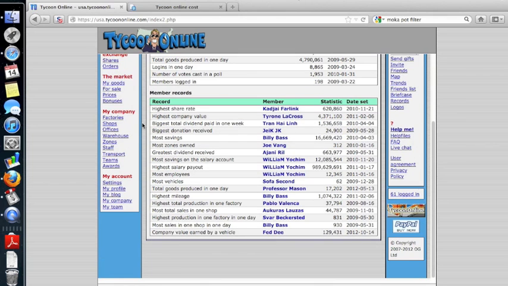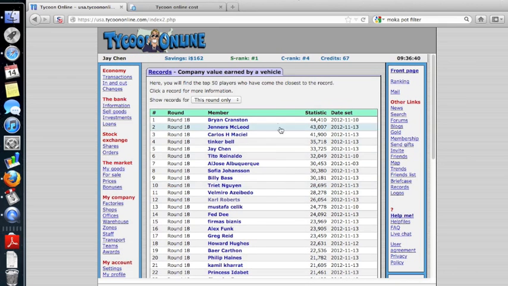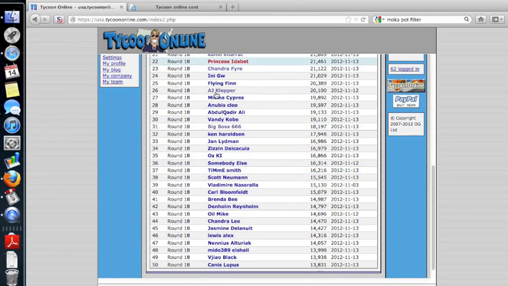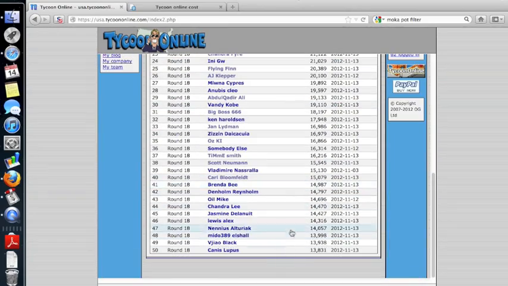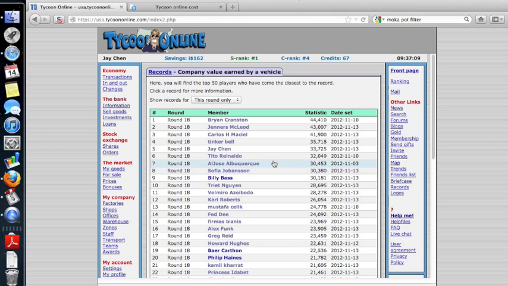Okay, so let me see if there's anything else. Okay, last one that's useful. Company value earned by a vehicle. This is useful because this tells you not what you can expect, but just what everyone else is doing. How much are they getting from their vehicles? In that way, you can have a rough idea of whether you are up to par with the top players. And let me tell you, it's not that hard to be up here. So don't freak out. Also, just because you don't show up doesn't mean that you're doing very poorly.